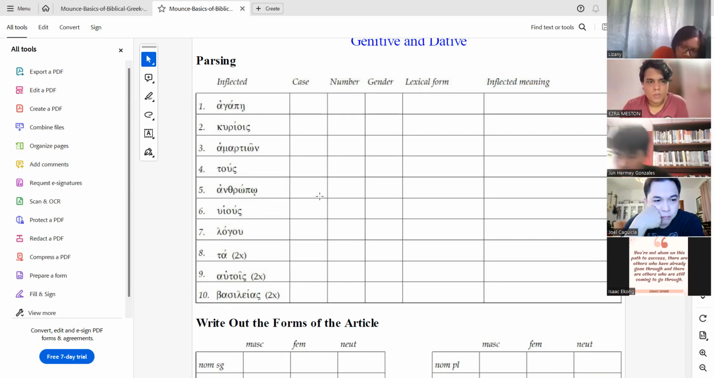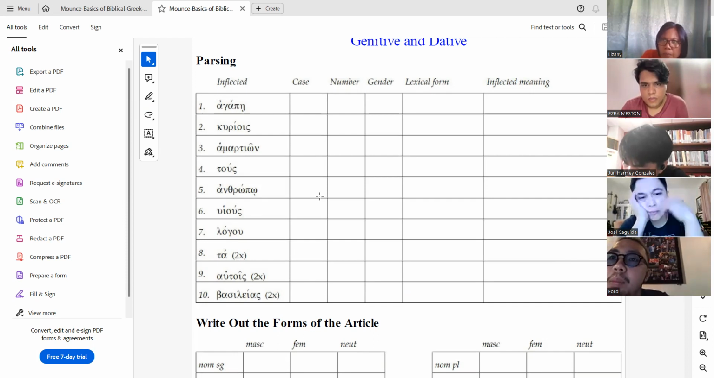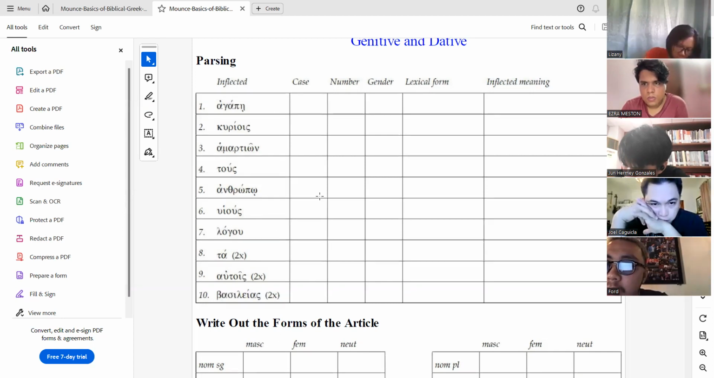The case can be nominative or accusative. It's neuter, no? By the way, sorry, this is ta. So this is nominative, and the gender is neuter. And then the lexical form is to. To.